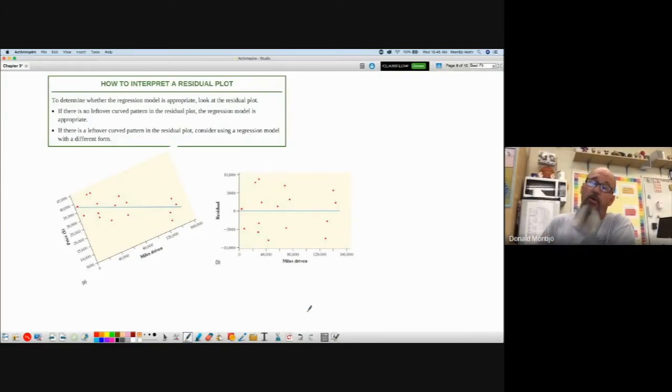So form, direction, strength, unusual. Okay, form, we just talked about it. Where do we get form? The residual plot gives us form. Where do we get direction and strength? R. Negative direction, positive direction, and how close we are to 1 or -1 is the strength. Unusual, we get from looking at the scatter plot. Are there any points that look weird? Anything that doesn't seem to fit the overall pattern.